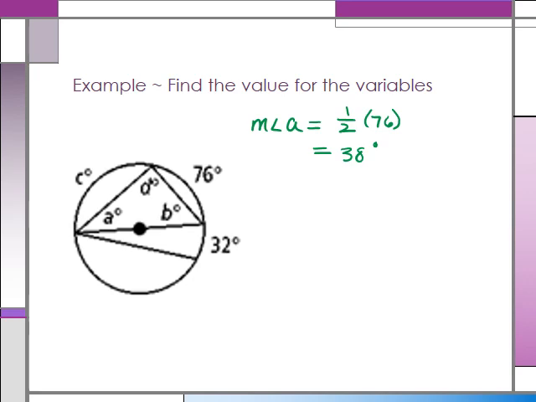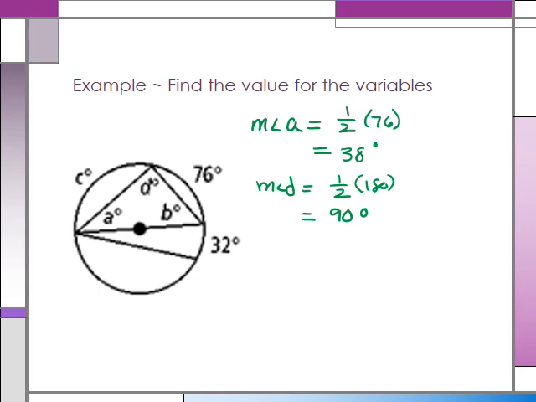Angle D, I'm going to jump to angle D, is here, and its inscribed arc is the semicircle. So the measure of angle D, a semicircle measures 180 degrees, is going to be half of 180 degrees, which is 90 degrees.